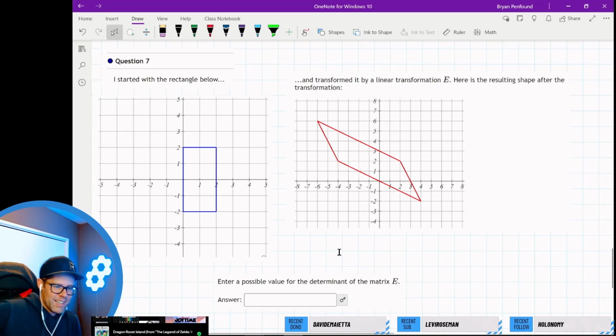What is this? This is weird. So I started with the rectangle below and I transformed it by a linear transformation. Here's the resulting shape. Enter a possible value for the determinant of the matrix.